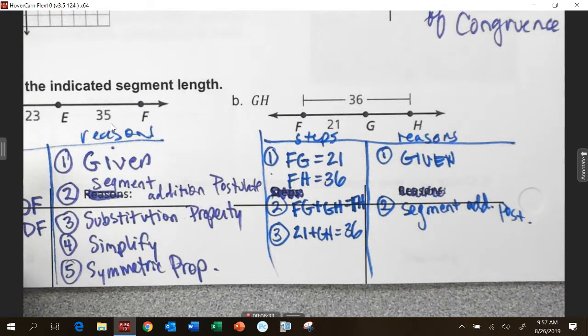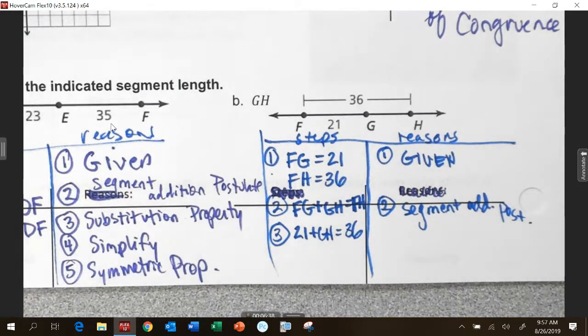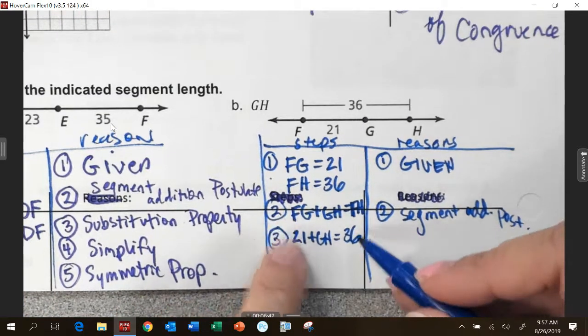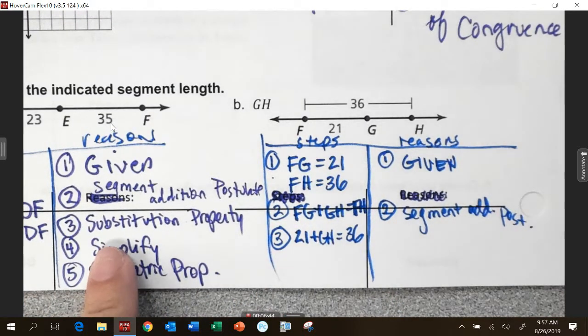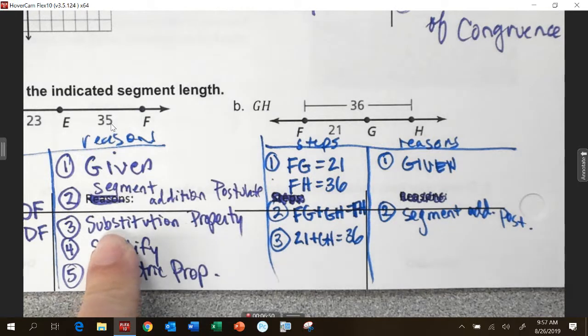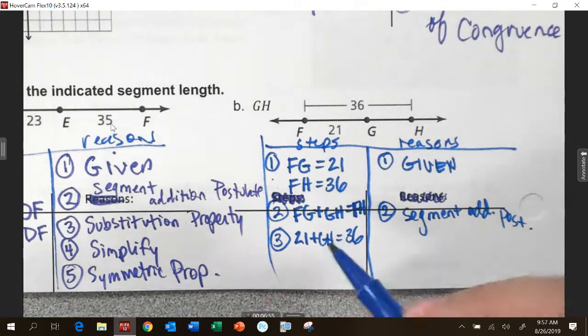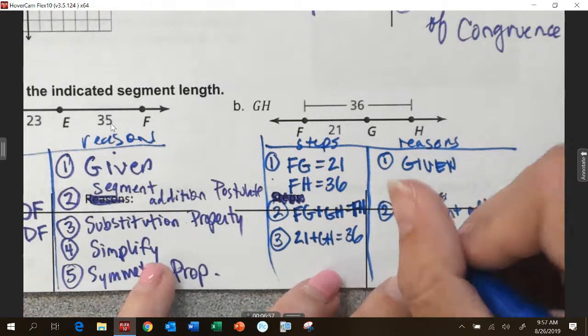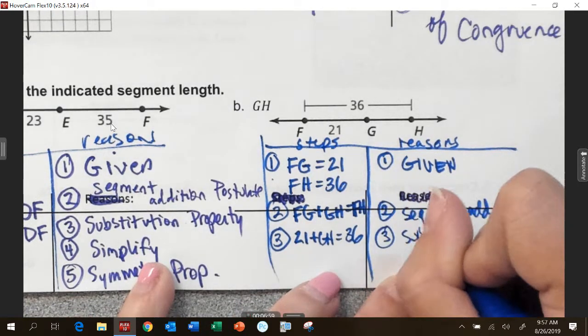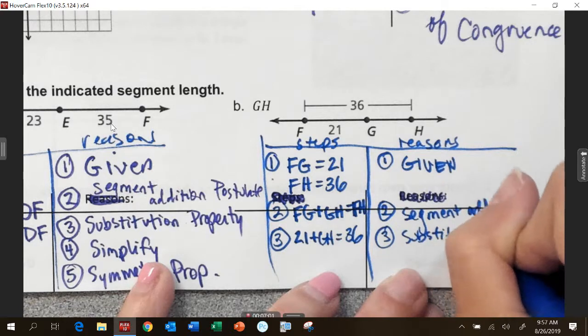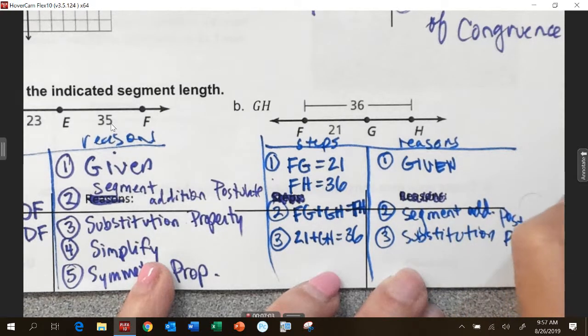That's the same as plugging in the numbers in the previous example. What reason is that, Sophie? What reason is that I can plug in these numbers? It's the same as the reason for number 3 on the previous one. Substitution. That's where I'm substituting what FG equals. Okay? Substitution property.